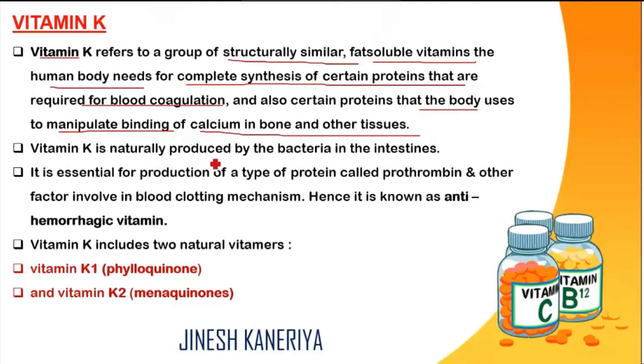Vitamin K is naturally produced by the bacteria in our intestine. It is essential for the production of a type of protein called prothrombin, and other factors are also involved in the blood clotting mechanism. So these are essential factors for the production of prothrombin, and it is also known as the anti-hemorrhagic vitamin.